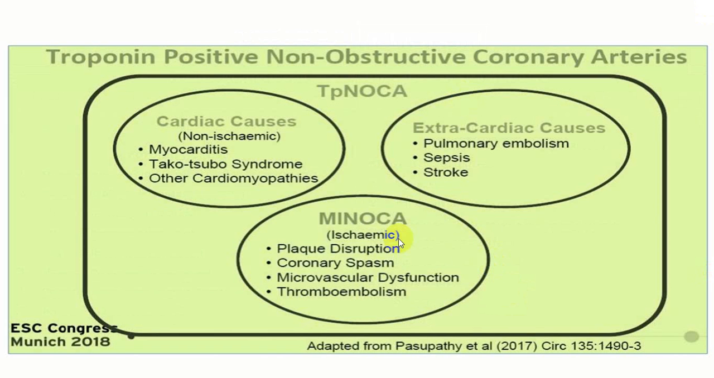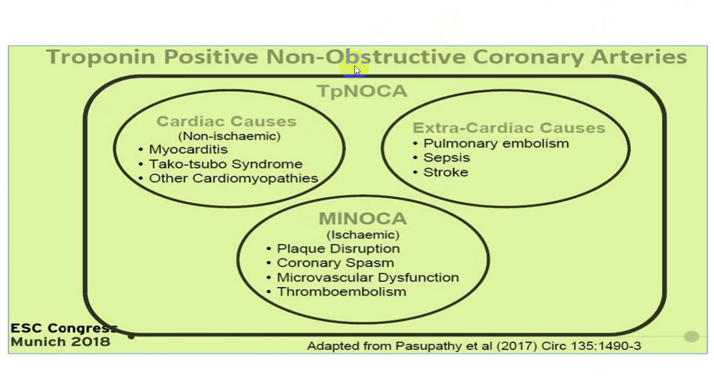So MINOCA includes ischemic disease, plaque disruption, coronary spasm, microvascular dysfunction, thromboembolism. But on angiography, it does not show you obstruction of more than 50%. Then we call that a non-obstructive coronary artery disease. And if it is associated with elevated troponin level and clinically chest pain, and the ECG shows elevation with troponin positive, we call it myocardial infarction with non-obstructive coronary artery disease, MINOCA.